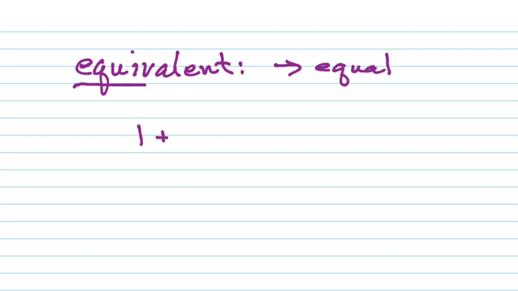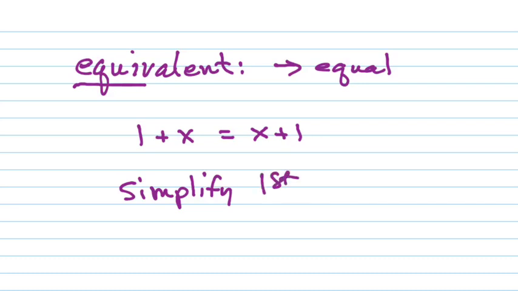So for example, if I have 1 plus x, that's the same thing as saying x plus 1, isn't it? Because you can do addition in any order. As long as two things are equal to each other, they're considered to be equivalent. Things might not look the same at first, but they can be the same after you simplify them. So you may have to simplify something first in order to determine if they're equivalent. So let's look at an example here.